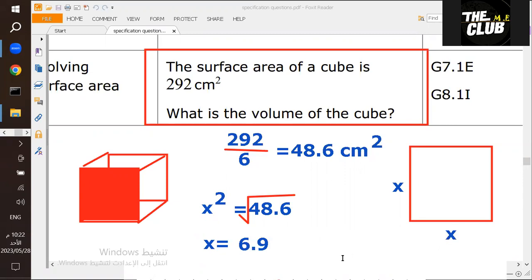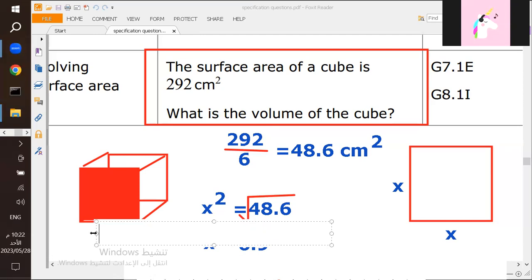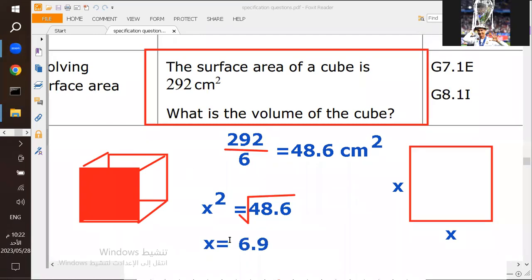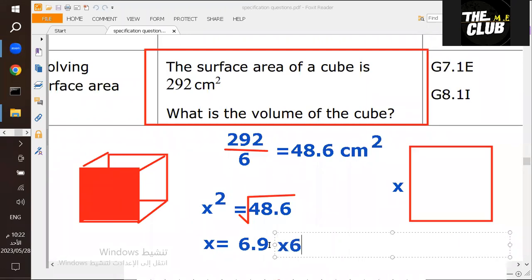How do we find the volume? What's the volume of a cube? The width times the length times the height. Yes. So we multiply this 3 times. So we're going to do it to the power of 3. That's it. We multiply it by itself 3 times. Do you understand? We will get the volume. You get the idea? Yes.